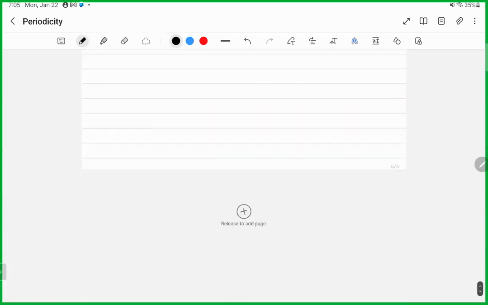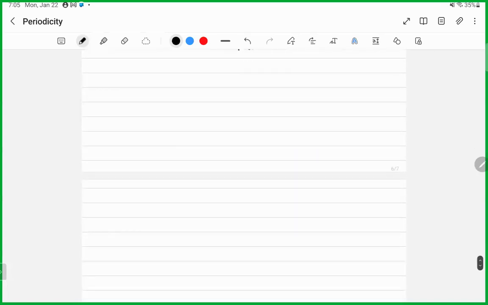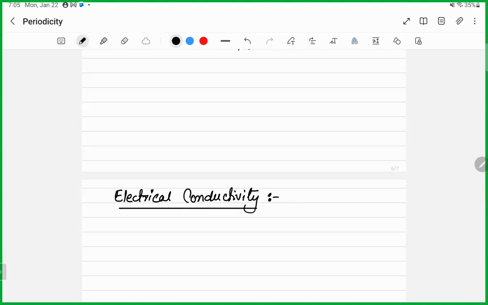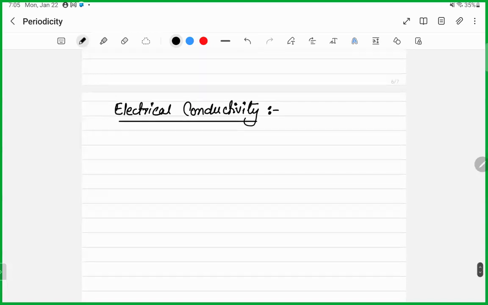Next and the last property is called the electrical conductivity. ठीक है बेटा. We know that metals are good conductors of electricity. ठीक है. Metalloids are semiconductors and non-metals are non-conductors. तो तीनों बातें हम लिख लेते हैं.